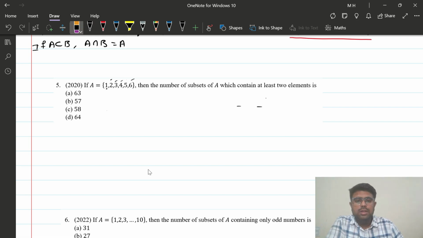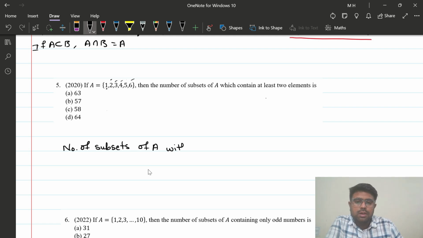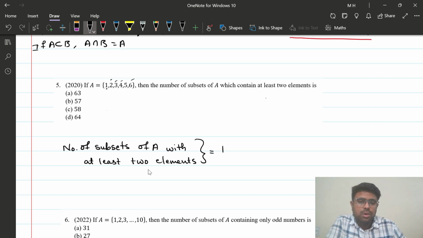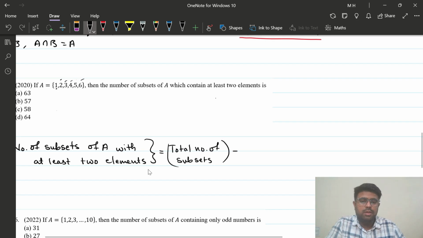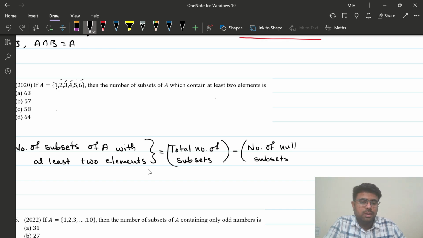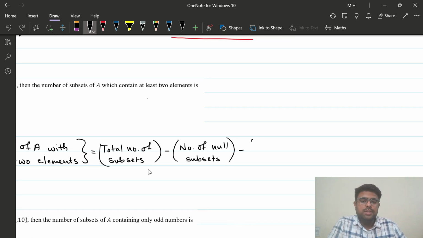Okay, so what I'll write down is: the number of subsets of A with at least two elements is equal to the total number of subsets of A, minus the number of null subsets, that is the number of subsets which have 0 elements, minus the number of singleton subsets. So this is what I have to do.